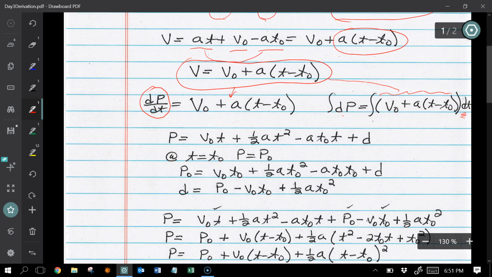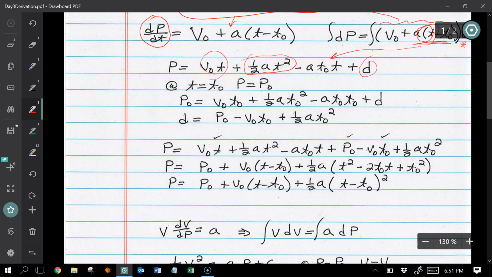So that integral is not too hard to do. v0 is a number, it's a constant, so that's that term. This piece right here is equal to 1/2 a t squared. And then when you integrate this one, you get this term right here. Okay? And then you add another constant, d.